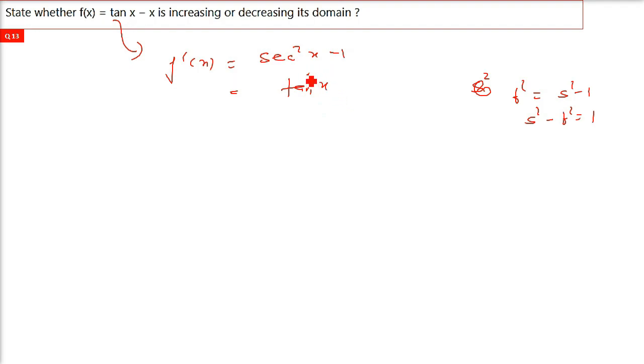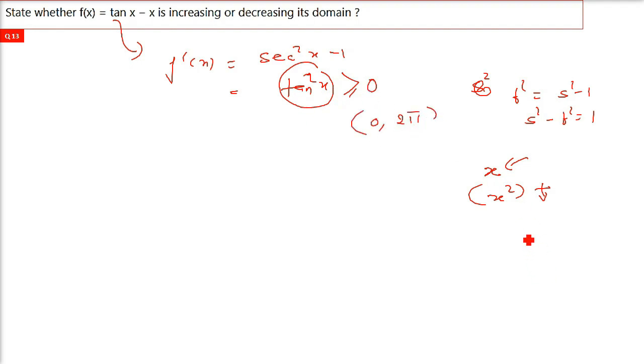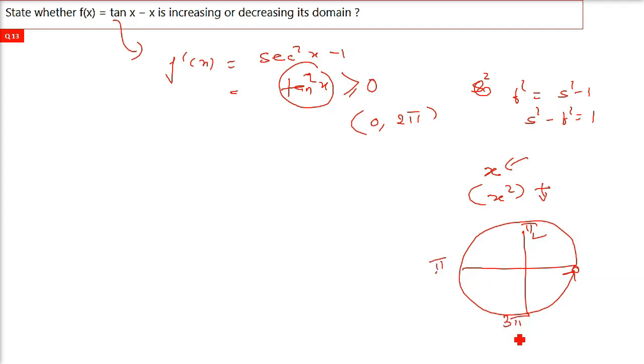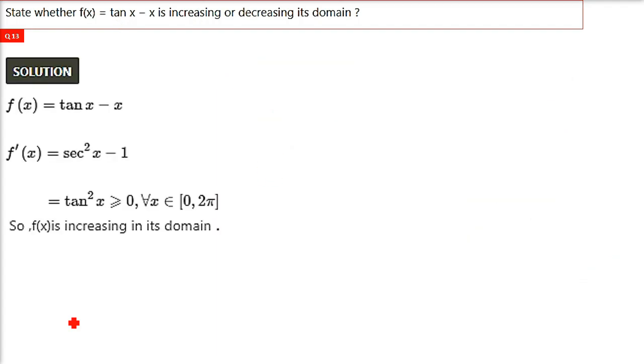Now this tan square x, anything with a square, makes it positive, greater than 0. That means tan square x is greater than 0. We are talking about the domain from 0 to 2 pi. You go all around the circle, all quadrants, from 0 until you reach 2 pi. So it will always be positive, and this function will always be increasing. Now, the diagram is very important. If you can draw the diagram and explain it, it will be very beneficial for you.